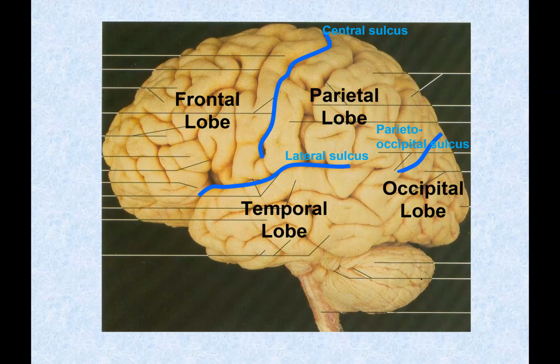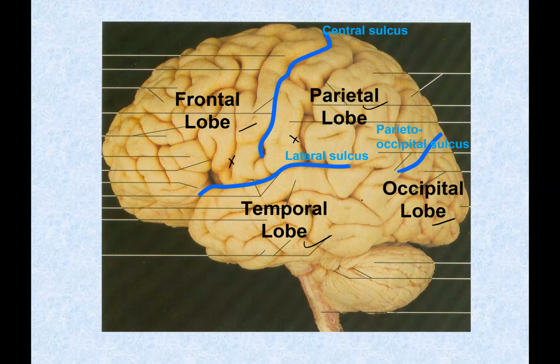So this is how the lobes are defined. In front of the central sulcus, you get the frontal lobe. Then between the central sulcus and the parieto-occipital sulcus, you get the parietal lobe. And below the lateral sulcus, you get the temporal lobe. The lateral sulcus separates the temporal lobe from the frontal lobe and the parietal lobe here. So you get the frontal lobe, the parietal lobe, behind and below the parieto-occipital sulcus you get the occipital lobe, and below the lateral sulcus, you get the temporal lobe.